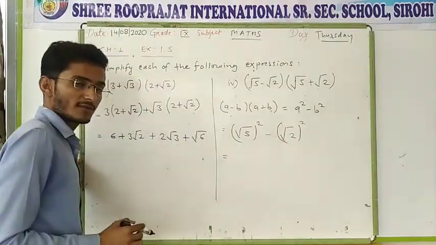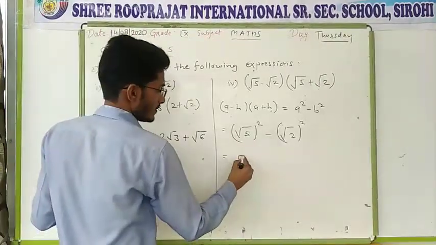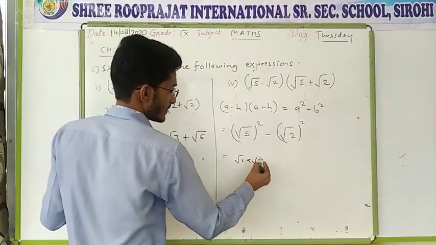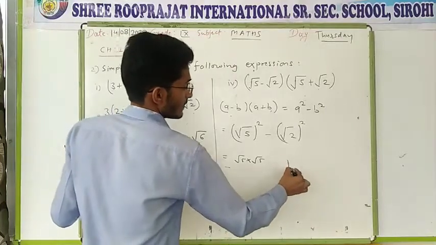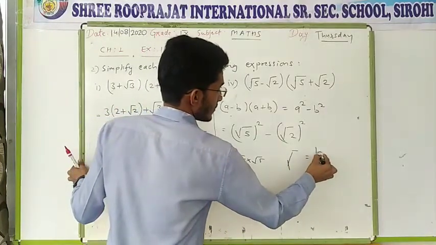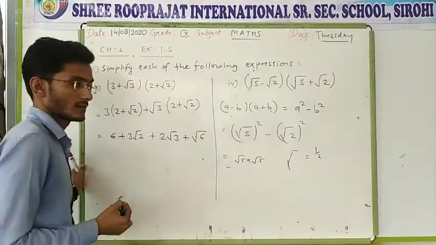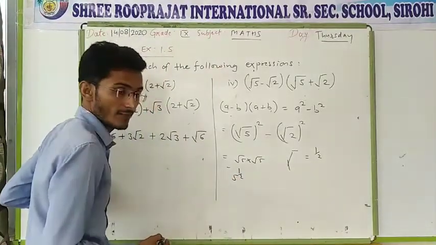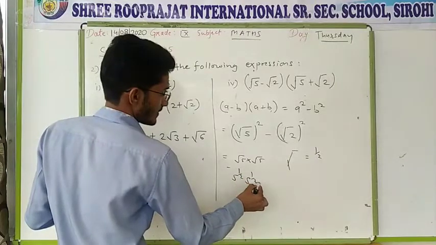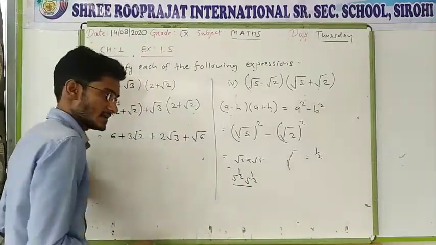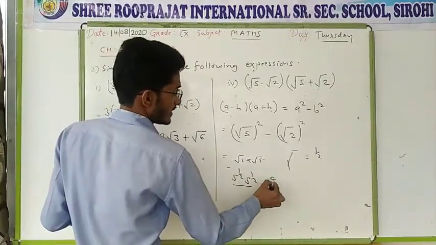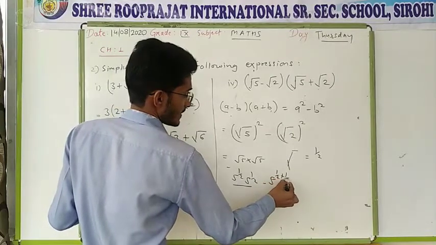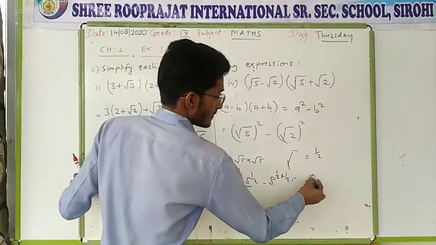So root 5 multiplied with root 5, the power 2, means root 5 multiplied with root 5. The value of root means the power is half. So 5 to the power half and 5 to the power half. We already know when bases are same, then we can add the powers. Half plus half, you will get a 1.